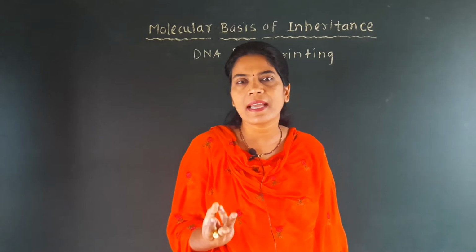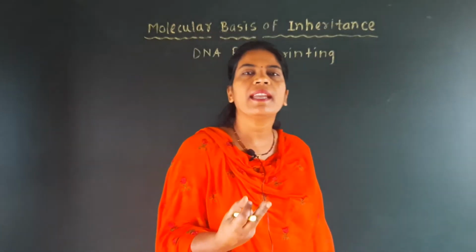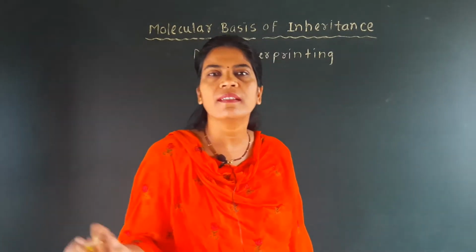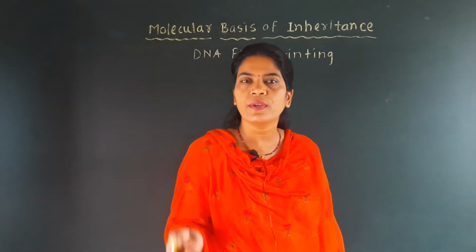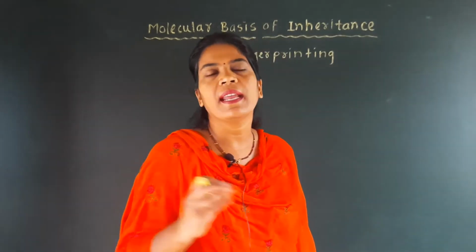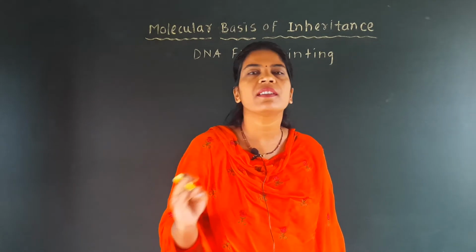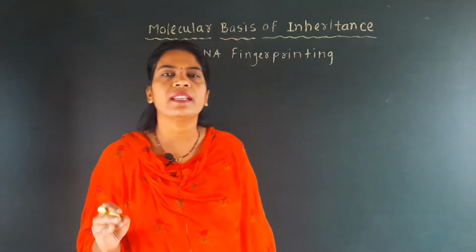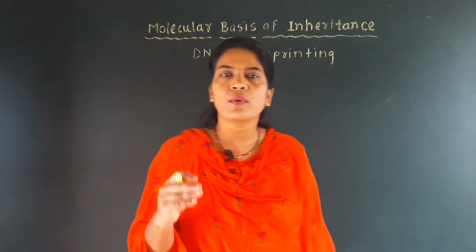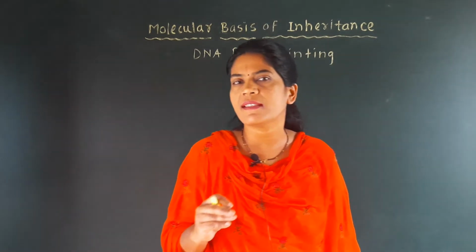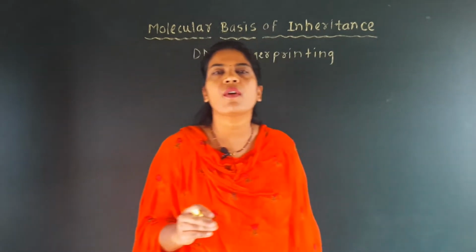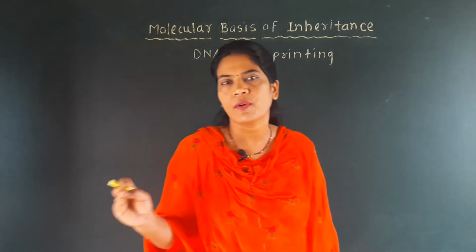First is the isolation of DNA. That DNA can be isolated from various sources like blood, sperm, root hair, skin, semen, etc. Then the second one is restriction digestion. In that technique we have seen that this DNA can be broken down with the help of a restriction enzyme into different fragments, called restriction fragment length polymorphism.